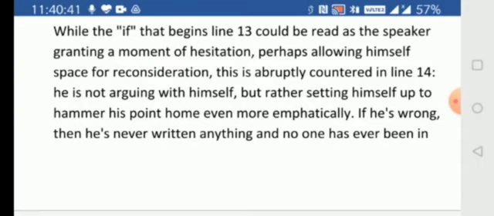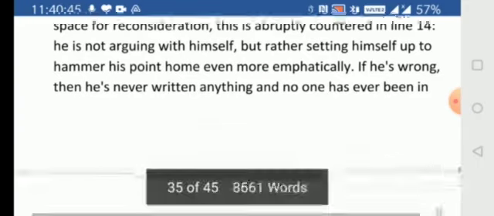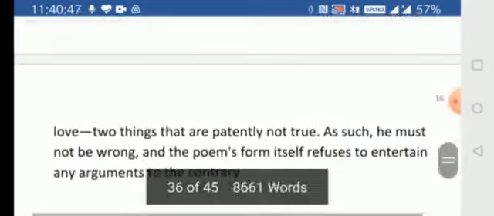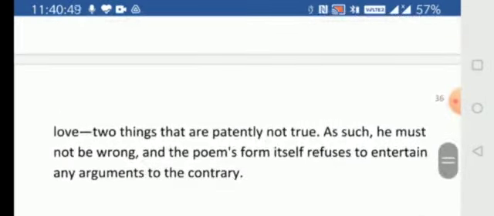If he is wrong, then he has never written anything and no one has ever been in love. Two things that are patently not true. As such, he must not be wrong, and the poem's form itself refuses to entertain any arguments to the contrary.